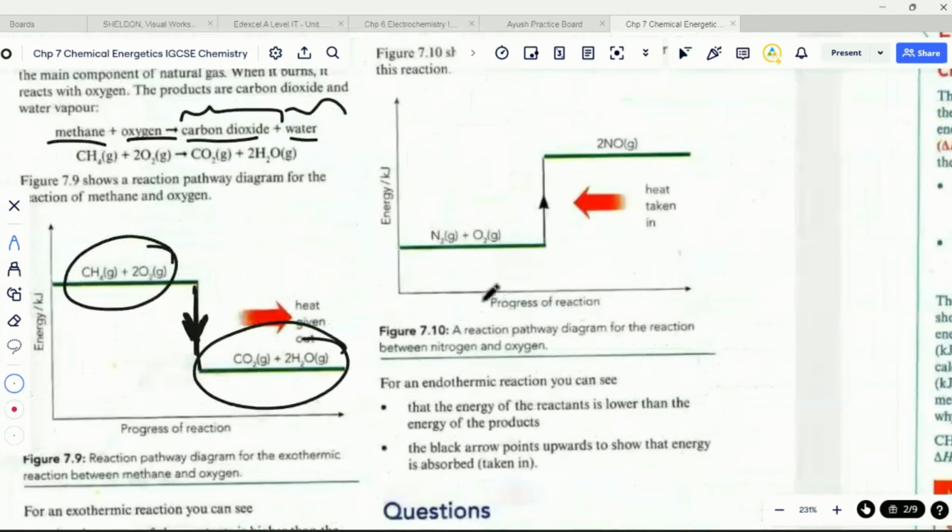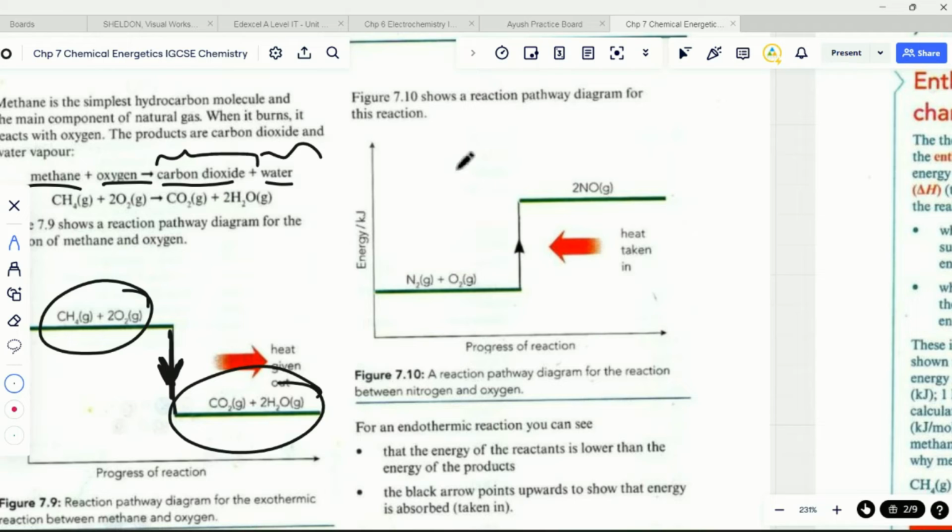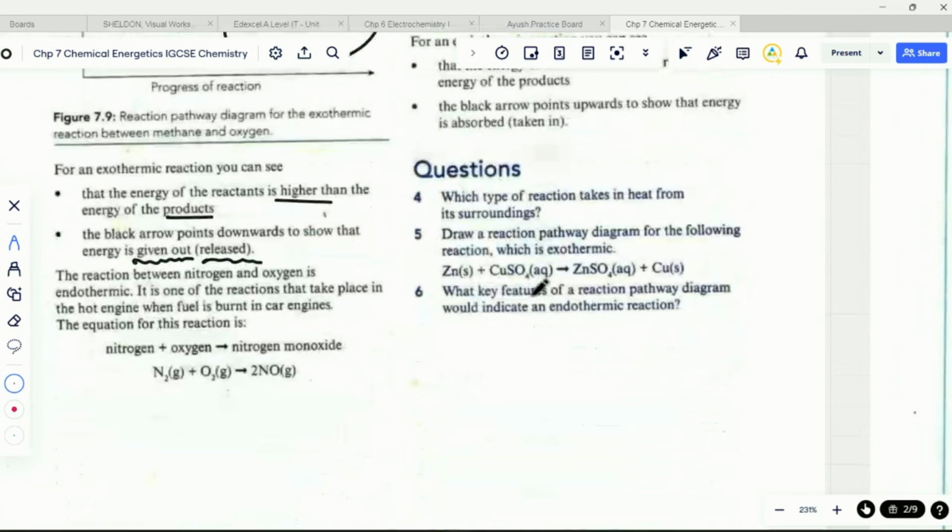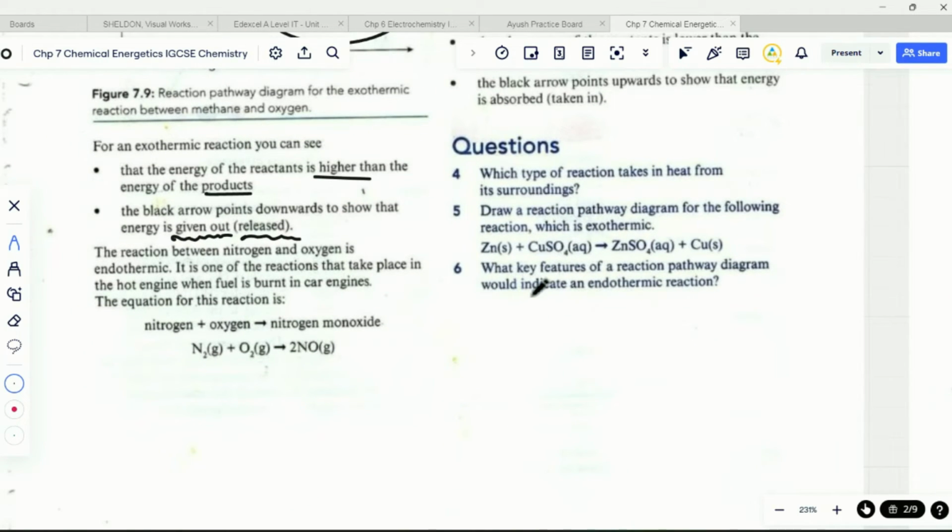Let's talk about an endothermic reaction now. This is a reaction taking place basically. N2 plus O2 are giving me what? Nitrogen monoxide, NO basically. This is the equation over here. So I'm getting nitrogen monoxide. What's happening here? You can see in the reaction, these two molecules are reacting with each other and forming a bond. Simple. So it is an endothermic reaction.